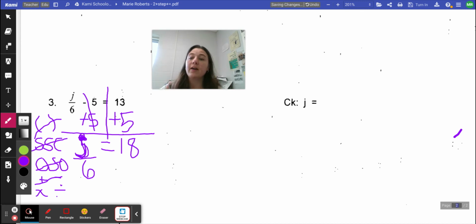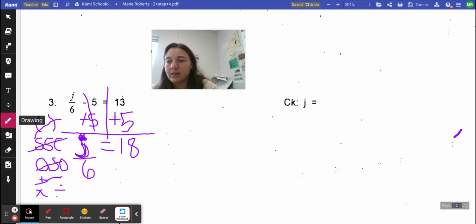Now I ask myself, do you see any multiplication or division? Yes, I do. I see division. The opposite of division is multiplication. So there's more than one way for me to write this, but I'm going to tell you the most successful method would be to do it the way I do most 7th grade math problems.